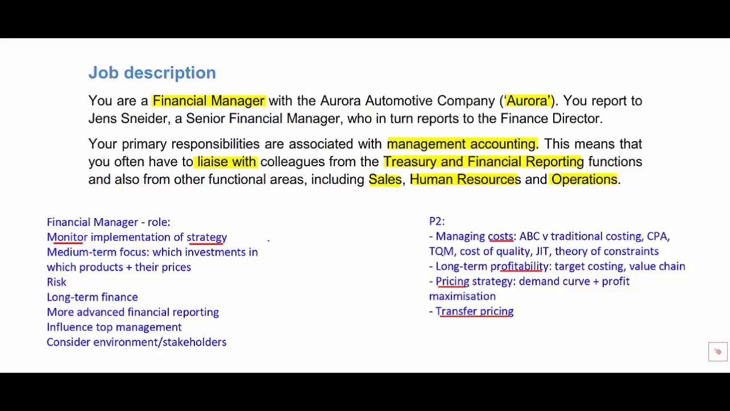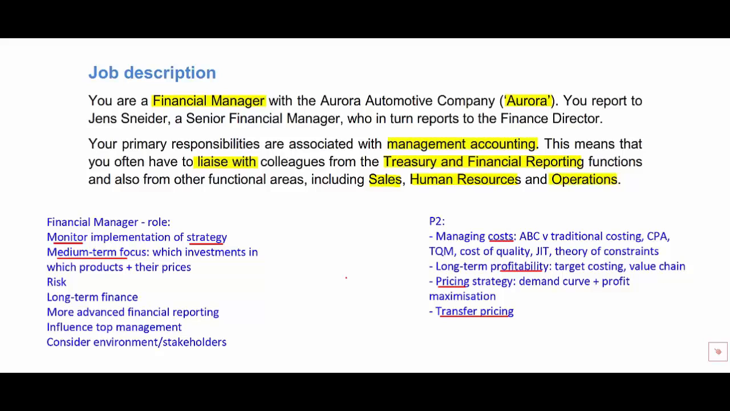At the operational level, you're dealing with execution on a day-to-day basis of the high-level strategy, whereas at the managerial level, you're talking about monitoring that strategy and the implementation of that strategy. Following on from this, you will have a mid-term focus as opposed to a short-term focus for OCS and a long-term focus for SCS. So you're talking about deciding on investments in certain products and their related prices being important.